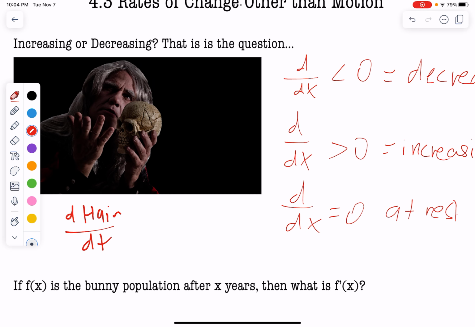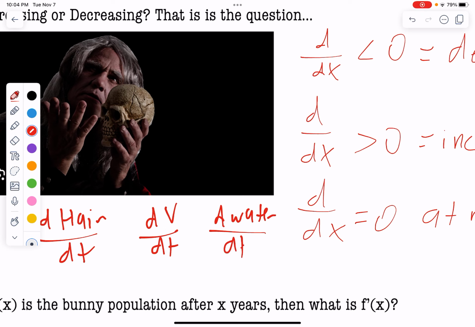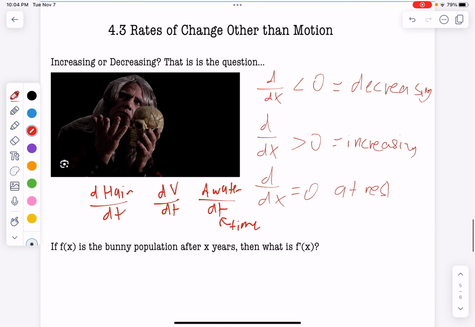Let's say I want to take the rate of change of the volume of something. We would have dV/dt. Or the rate of change of water, we have d water/dt. Over here I showed x, but this t is just time. It's something over a change of time: hair growth over the change of time, water over a change of time, volume over a change of time. Once again, rate of change.